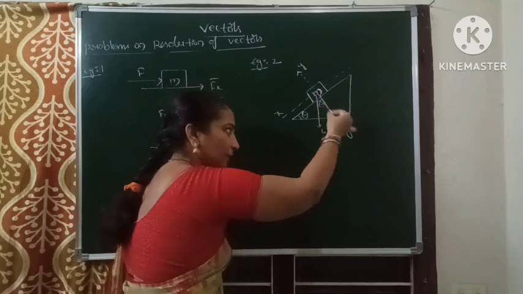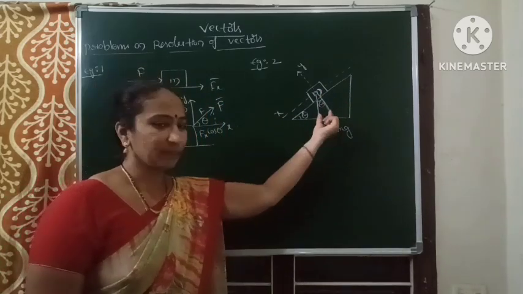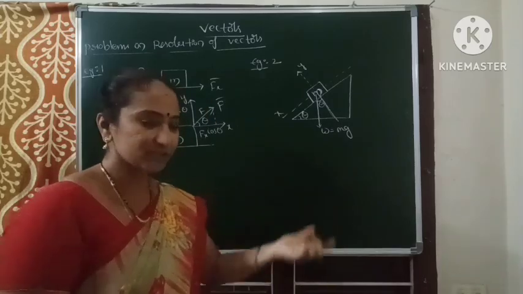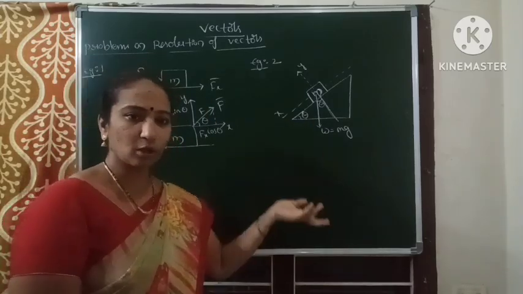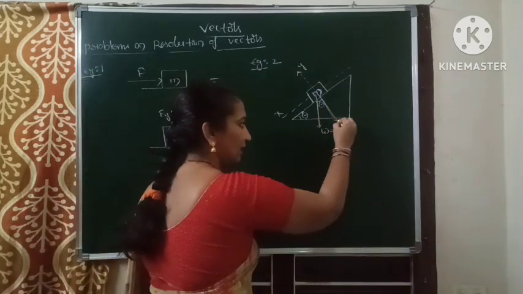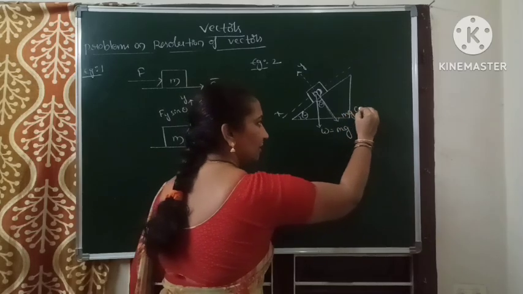This line is normal, perpendicular. If you can draw the perpendicular line, the angle in between those two normals is also equal to theta. If you know the theta, you know where is cos theta and where is sin theta. So here it is a touching angle. This component becomes mg cos theta.